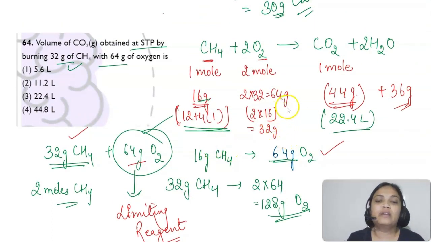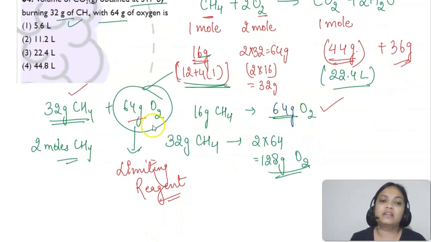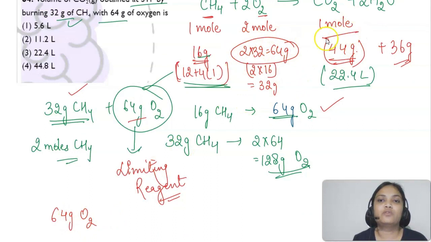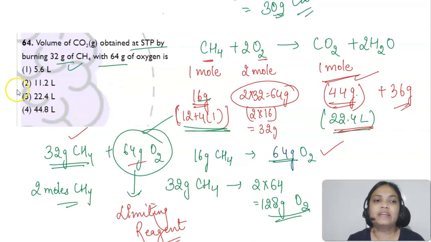So from here you can see that it is the limiting reagent, so it will tell us the amount of product. So 64 grams of oxygen, from here you can see, is giving you 1 mole of carbon dioxide, which is 22.4 liters. So in this case also you will get 22.4 liters of CO2. So the answer is option 3. Okay, so this is how you are going to solve it.